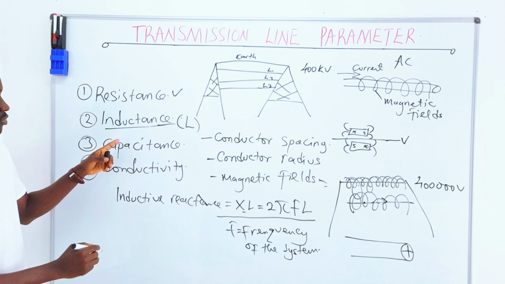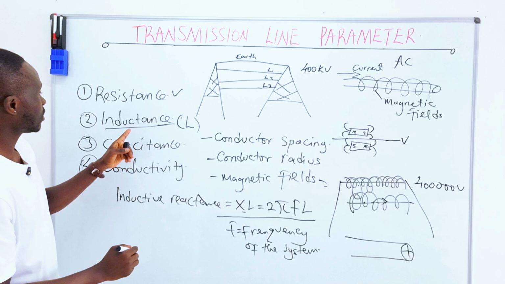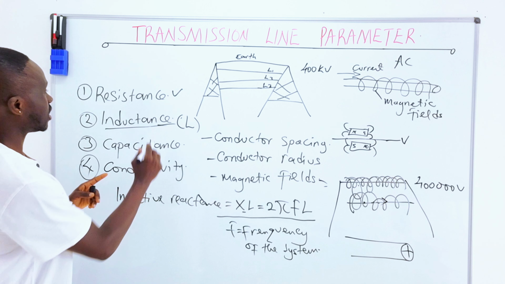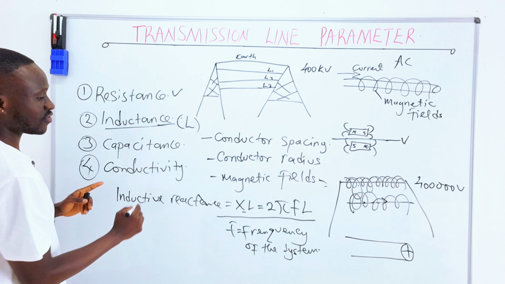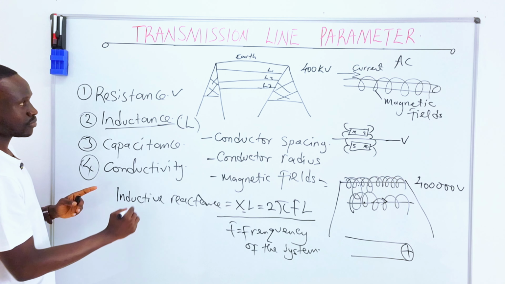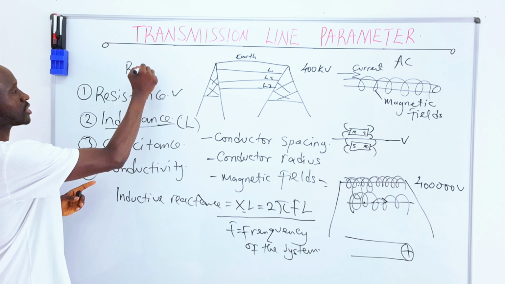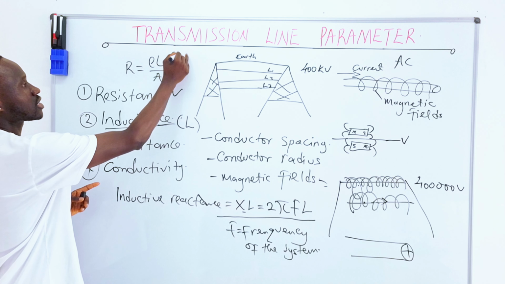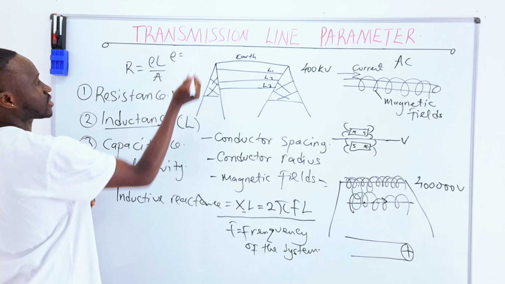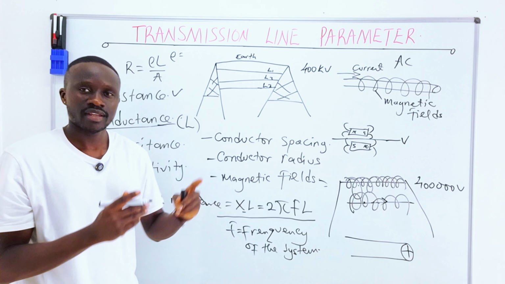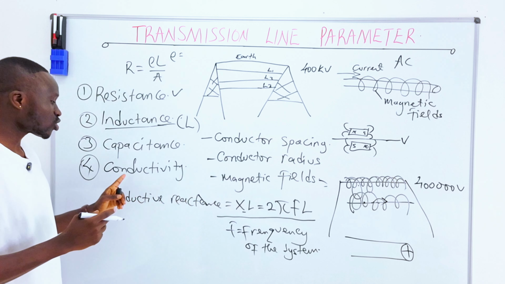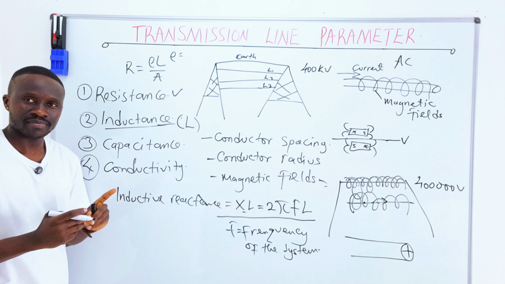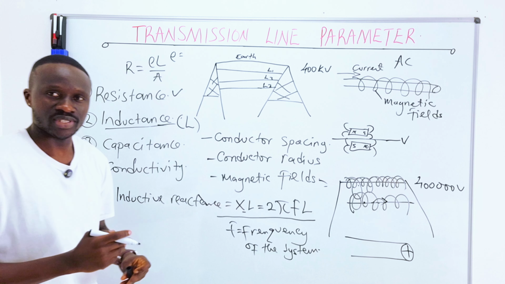Because this is conductivity. Resistance has the other formula which we saw. Resistance is rho L over A, where rho is the resistivity of the conductor. But there is also what they call the conductivity of the conductor materials.